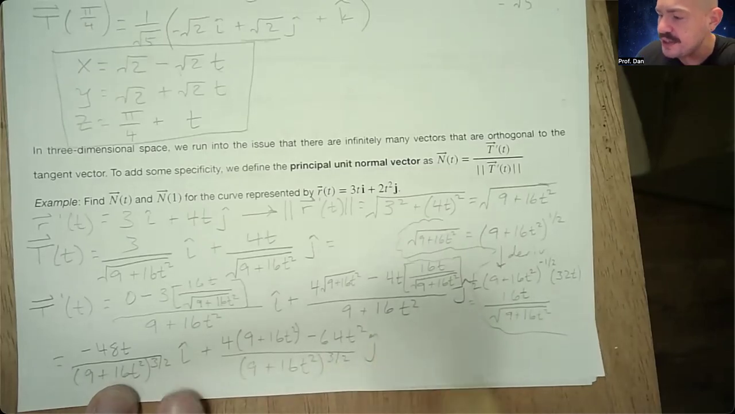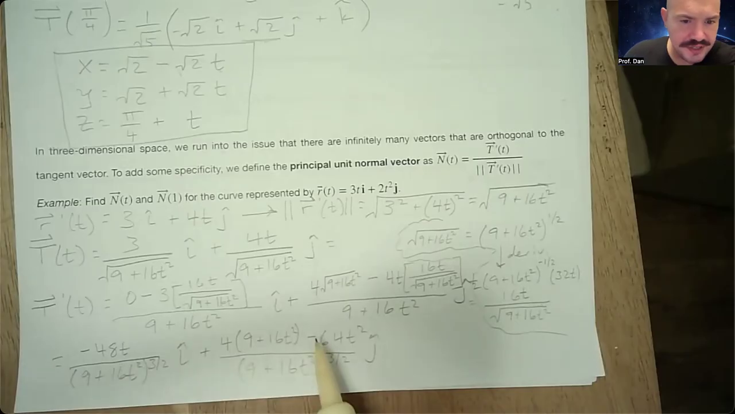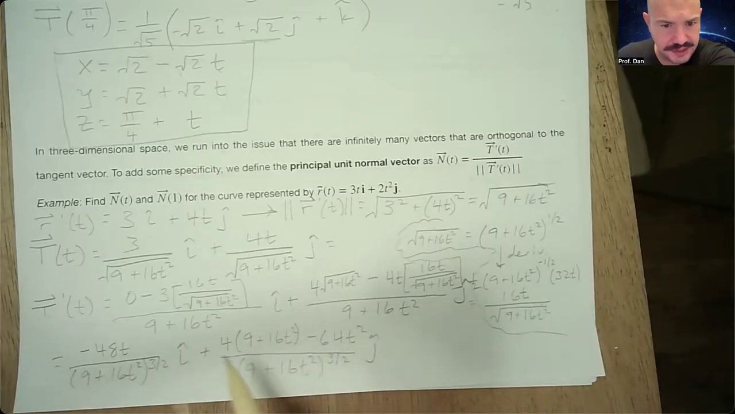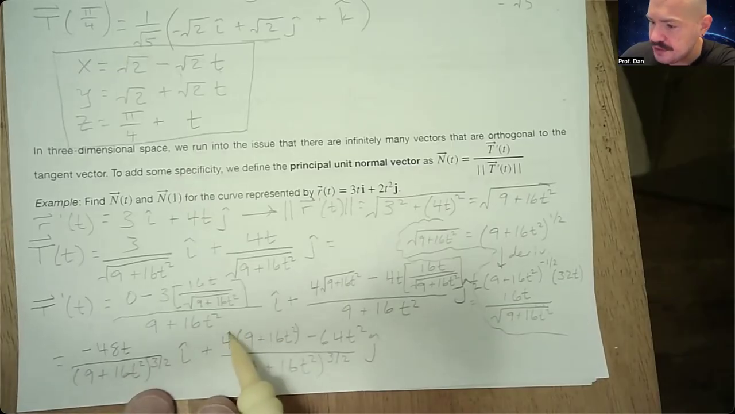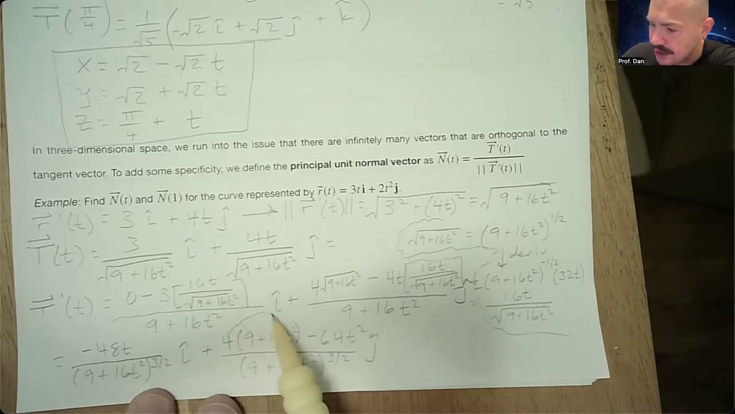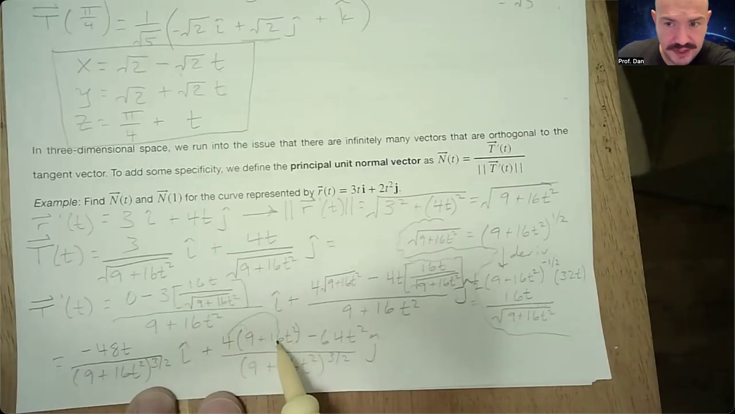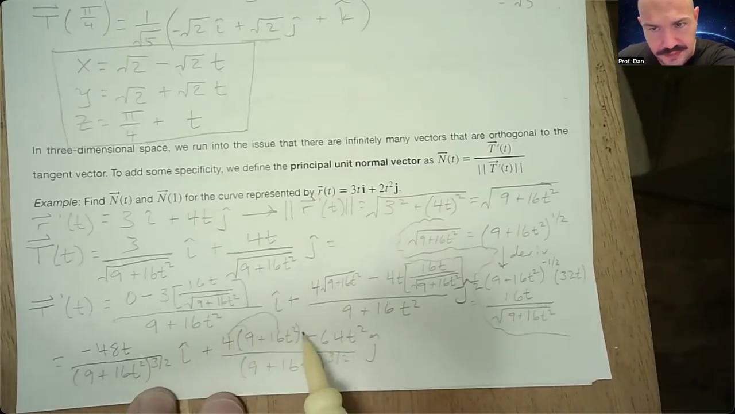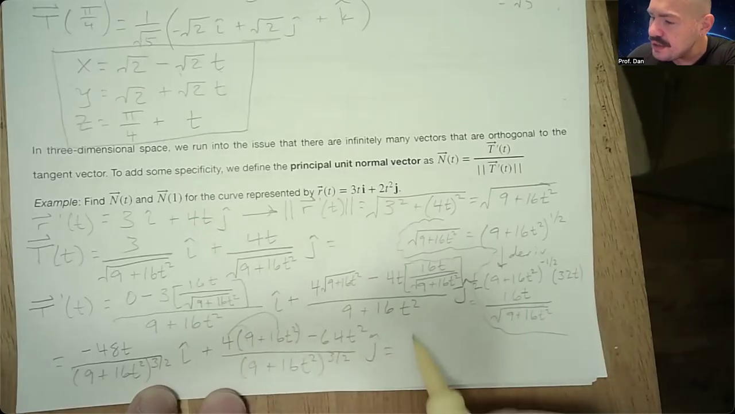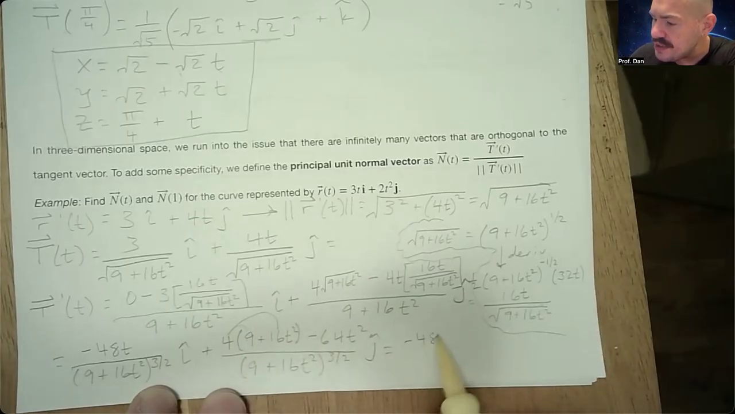That's our j component. This guy can actually be simplified even more in a way that's going to turn into something pretty nice. So if I distribute this 4, 4 times 9, I'll get 36. 4 times 16, I'll get 64t squared, minus 64t squared. So I don't actually have any more t's in the numerator here. So for my i component, I still have this guy.